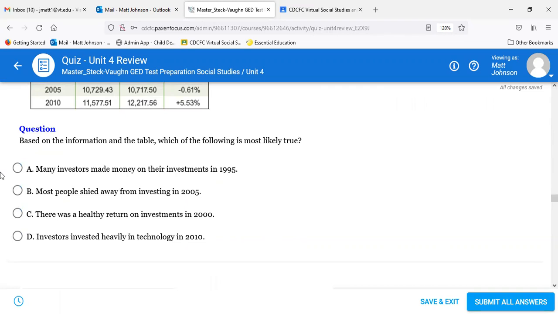Based on the information and the table, which of the following is most likely true? A, many investors made money on their investments in 1995. B, most people shied away from investing in 2005. C, there was a healthy return on investment in 2000. And D, investors invested heavily in technology in 2010.